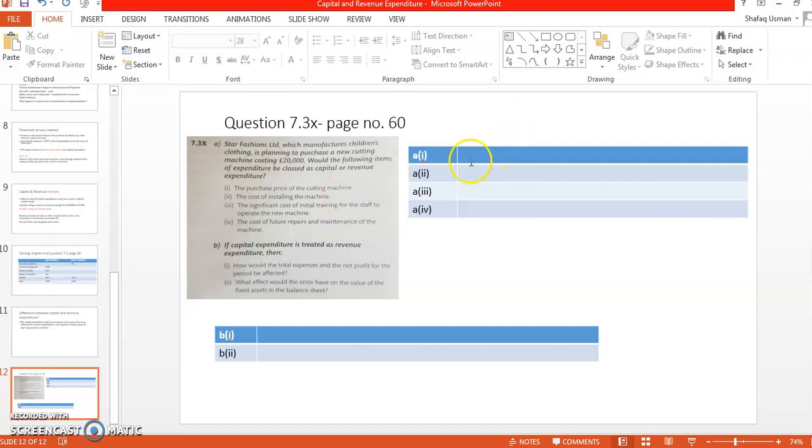Okay, now, the first part entails the purchase price of the cutting machine. Cutting machine, it means the machine is an asset. So this is going to be classified under capital expenditure.